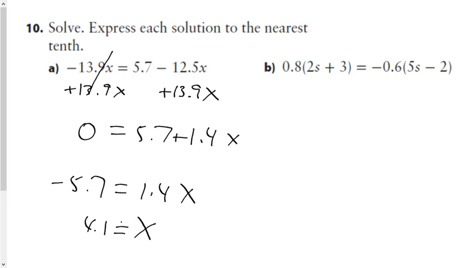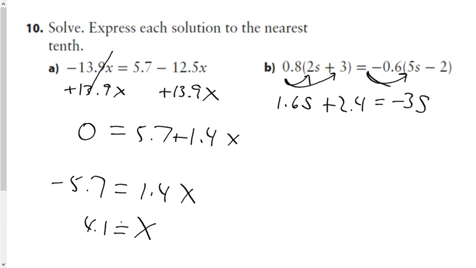Second time, we have expansion using distributive property, doubling. Shoot. I'm going to expand using distributive property. Doubling 1.8 would be 1.6s plus 2.4 equals negative 3s plus 1.2. So when I expand using distributive property, I get that. I'm going to add 3s to both sides.